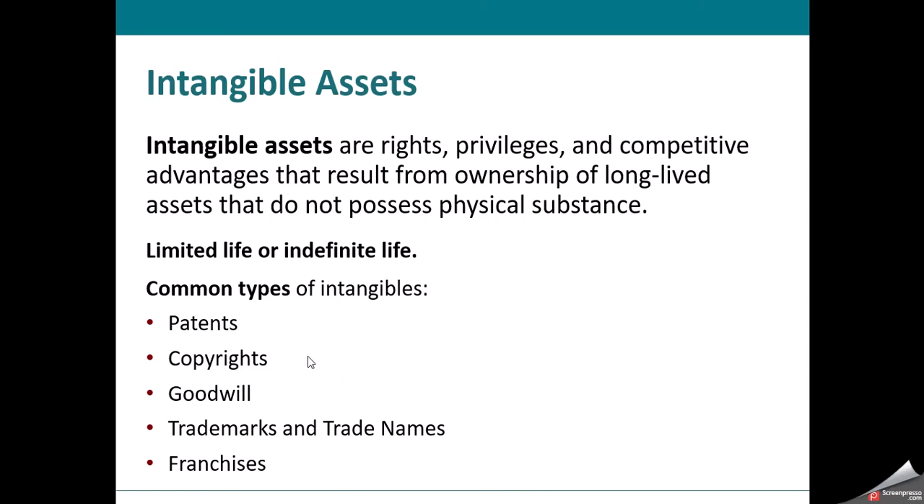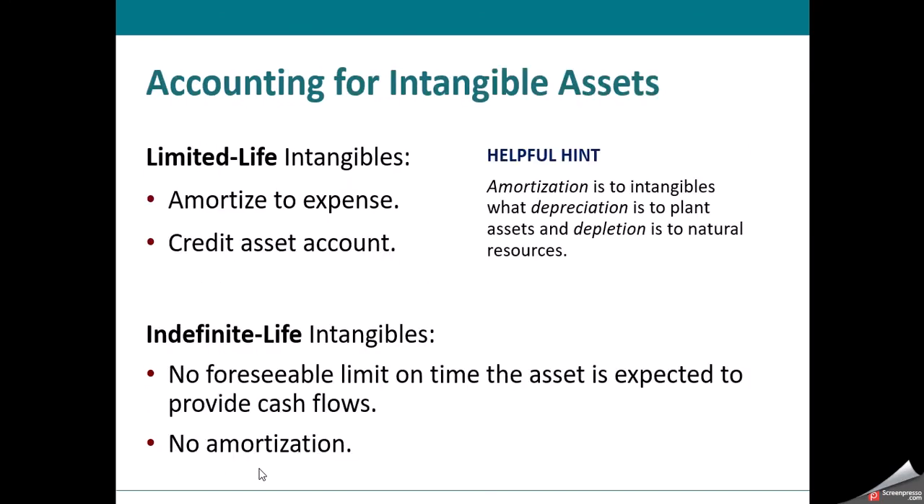Intangible assets are ones that you can't touch. You can't touch them, you can't feel them, you can't pick them up and move them, but they still have future revenue potential to the company. So like patents, copyrights, goodwill, trademarks, franchises. And then what we do is we amortize out that expense over their useful life.